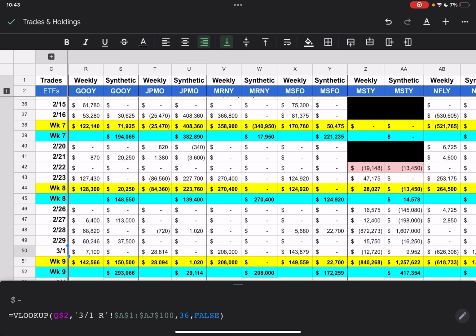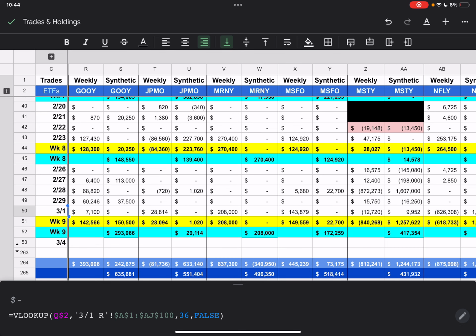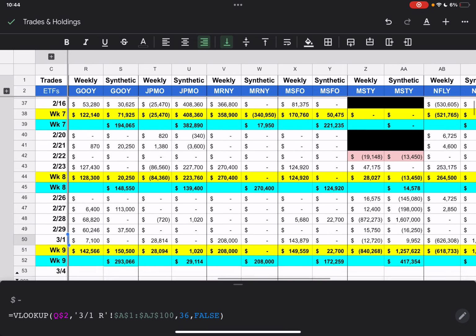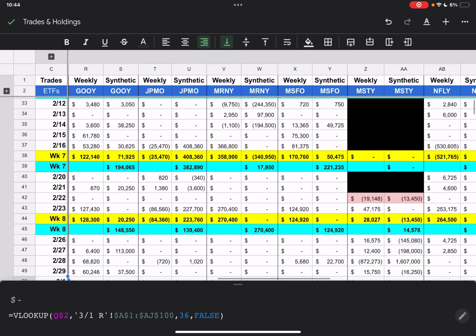Well, overall, week 7 we're at 194K, then 148K on week 8, and week 9, 293K. So that's pretty good average and consistency there. They would average out to about a couple of 100,000. If we look at the bottom, we have about 293K for the weekly short call, 242K for the synthetic, for an overall of 635K.